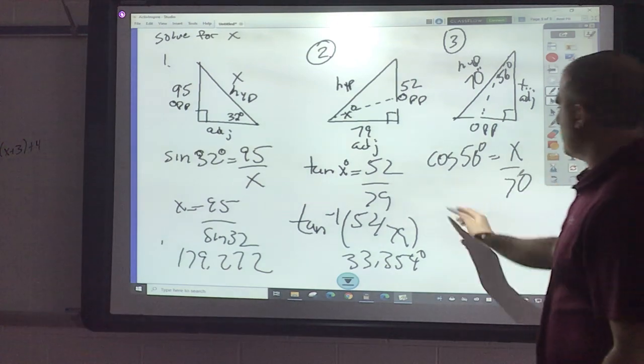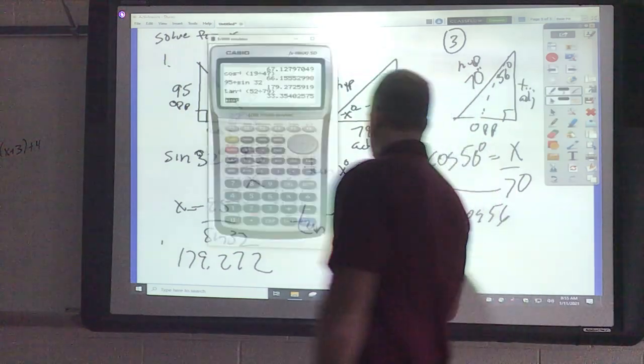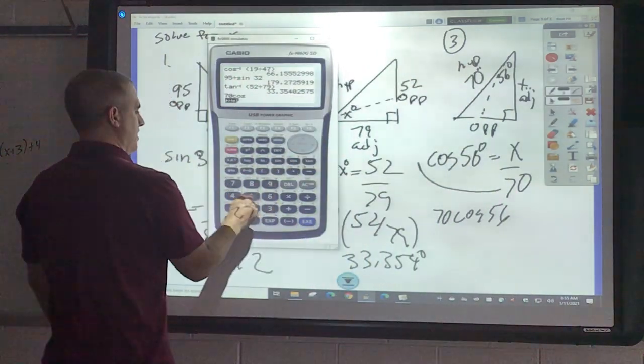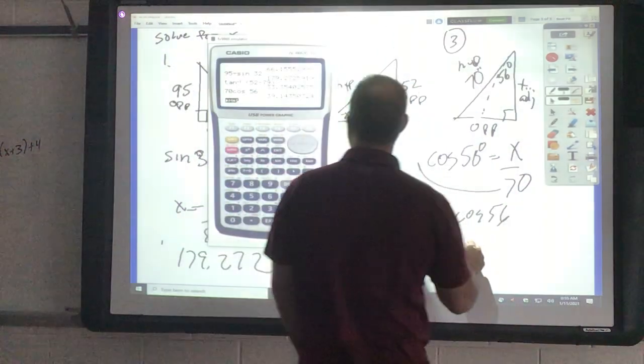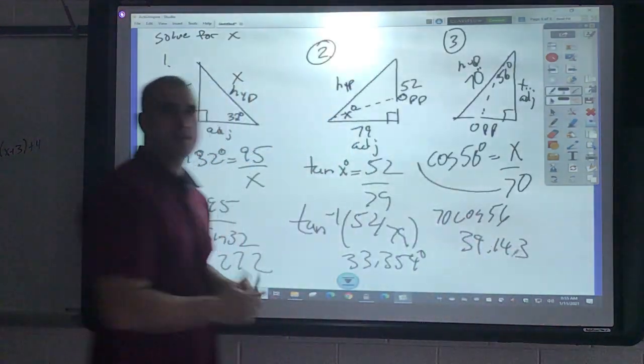How do I solve it when it's there? I move that 70 out in front. 70 cosine of 56. All right, 70 cosine 56 gives me 39.143. Okay? So that's some basic trig.